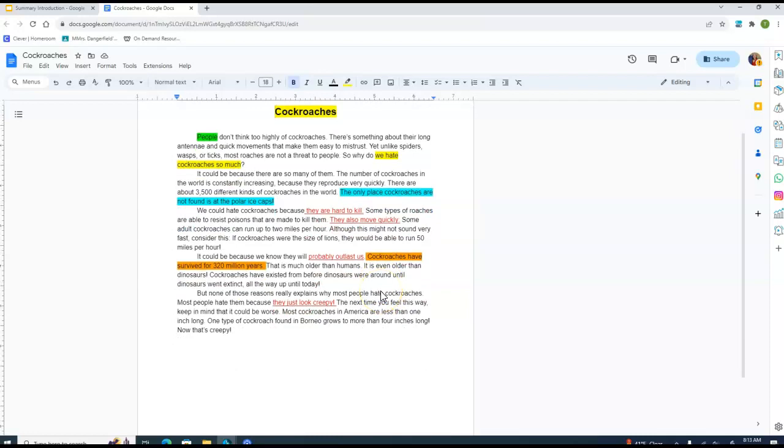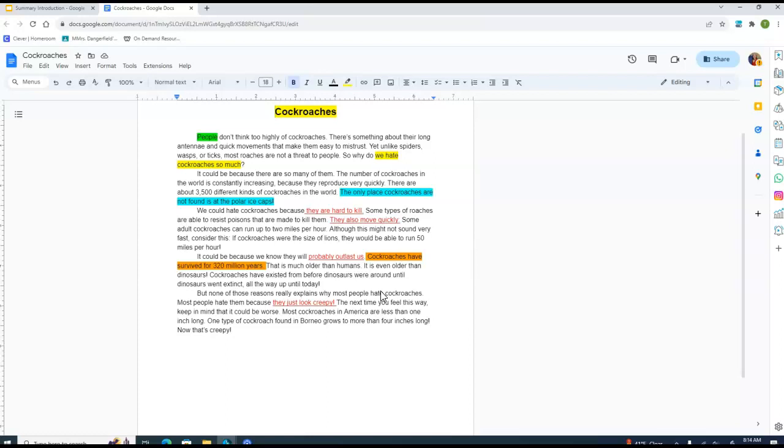People don't think too highly of cockroaches. There's something about their long antennae and quick movements that make them easy to mistrust. Yet, unlike spiders, wasps, or ticks, most roaches are not a threat to people. So, why do we hate cockroaches so much? It could be because there are so many of them. The number of cockroaches in the world is constantly increasing because they reproduce very quickly. There are about 3,500 different kinds of cockroaches in the world. The only place cockroaches are not found is at the polar ice caps.